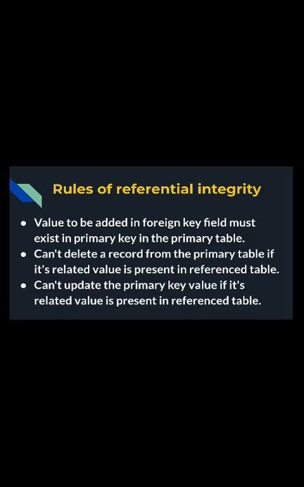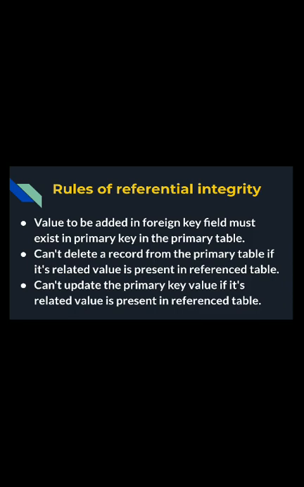Next are the rules of referential integrity. What rules make the relationship between the two tables valid? First, a value added in the foreign key field must exist in the primary key of the primary table. If I'm including a value like 2, this value must be there in the primary table also. If I'm including the value 10 in the foreign key, this value must be there in the primary table as well. So the value must exist in the primary table.